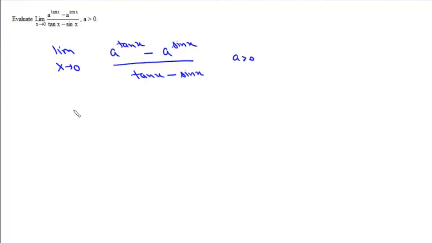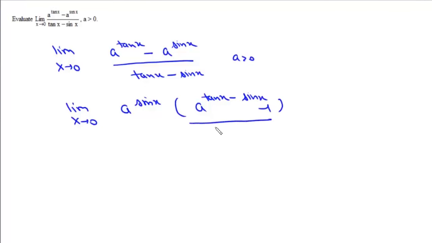Now we'll take a to the power sin x common, so we can write limit x tends to 0, a to the power sin x, and here we get a to the power 10x minus sin x minus 1 upon 10x minus sin x. Now a to the power 0 is 1, and 10x minus sin x is 0. So this is a to the power 0 minus 1 upon 0, which is a standard limit, ln a. So the answer to this question is simply ln a.